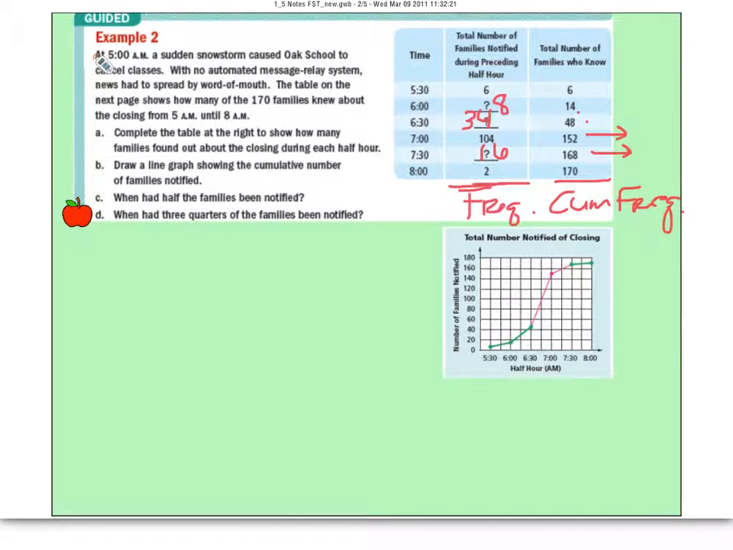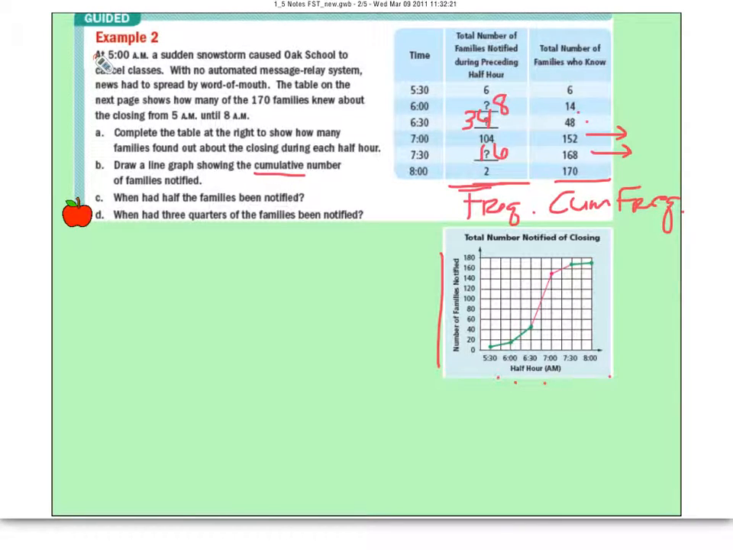Okay, here they want us to draw a line graph showing the number of families notified, and they want a cumulative number. So we're just going to put the time slots right here. We're going to put the totals here in terms of cumulative frequencies, and they're just going to graph how many in total had been there. Again, notice this is a cumulative graph, so what you see is it never dips back down. It does continue on upward as a cumulative. If we had just done a frequency graph, you would see various dips in here going up and down.